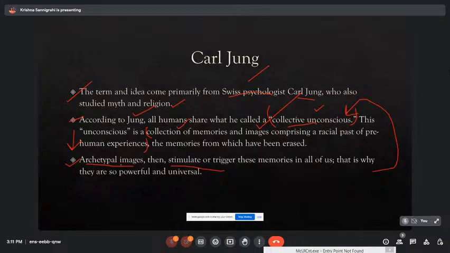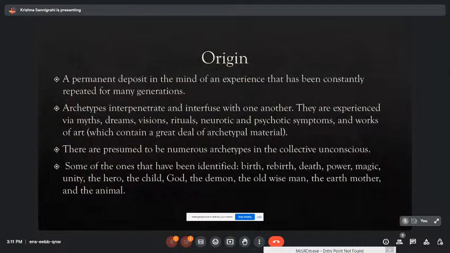So archetypal images stimulate or trigger these memories in all of us. That is why they are so powerful and universal. Now, let us discuss the origin. It is a permanent deposit in the mind of an experience that has been constantly repeated for many generations. So what does archetypal criticism talk about? A permanent deposit. That is something which is stored in our mind, right? Deposit means things which we are storing. We are depositing money.